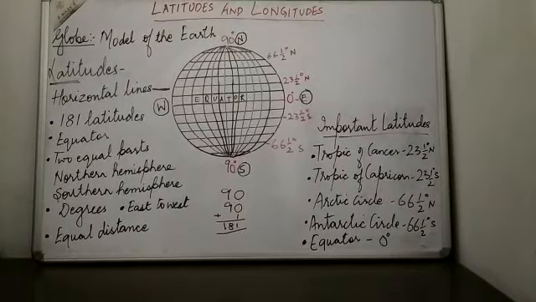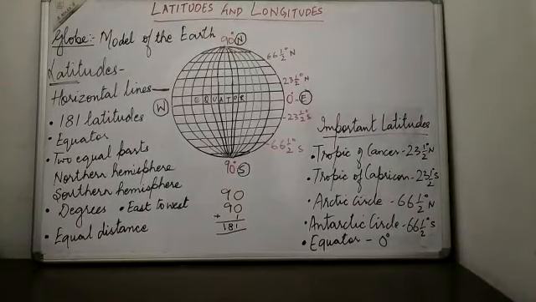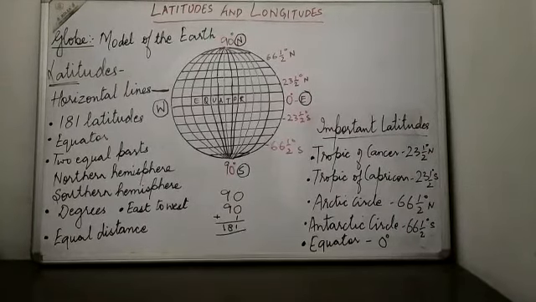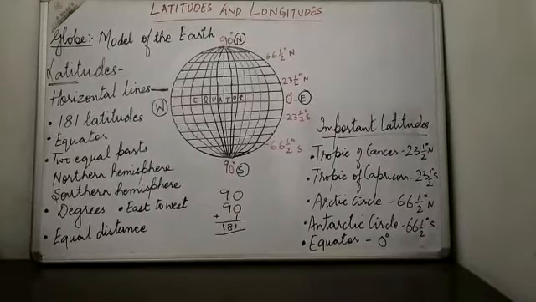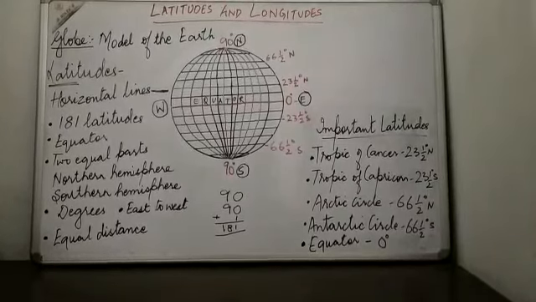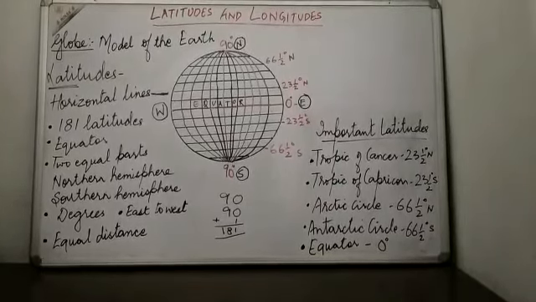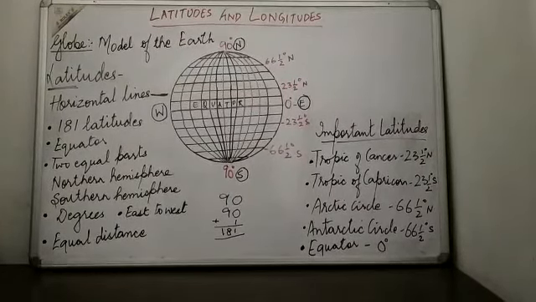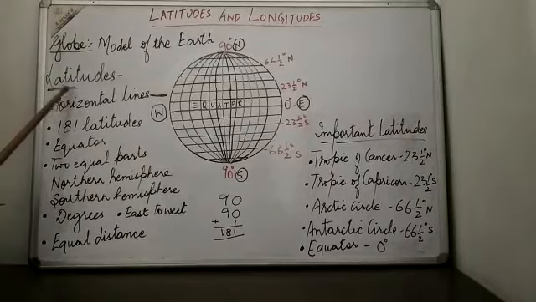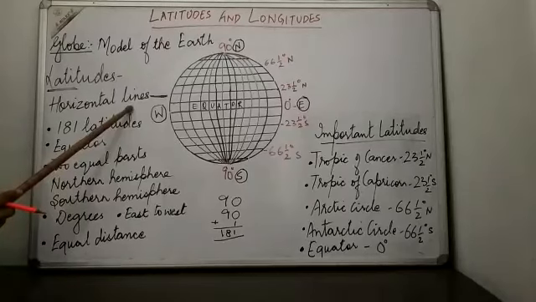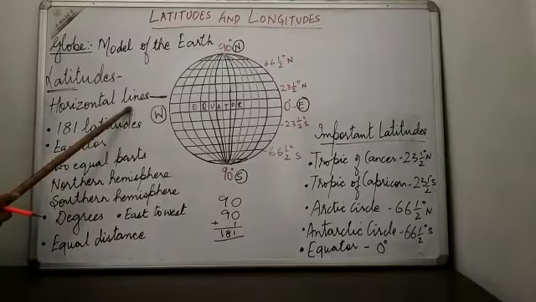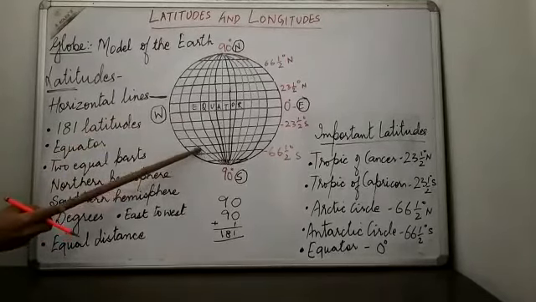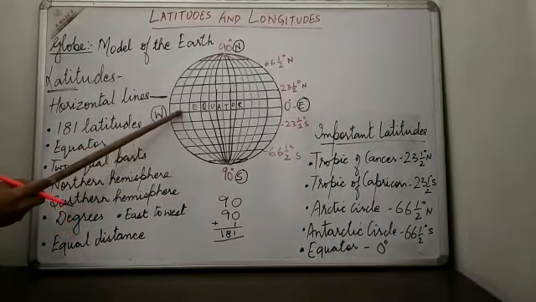on the globe. What are these lines? These are imaginary lines. As such, we don't have any line on the globe, but these are just imaginary lines to find the exact location of a place. Right? What are latitudes? Latitudes are the horizontal lines which are drawn on the globe. You can see here we have drawn many horizontal lines.